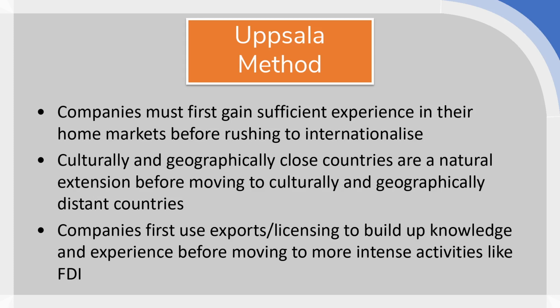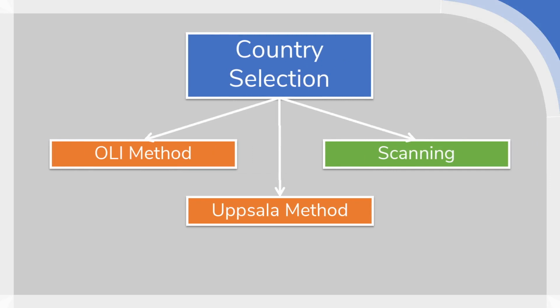So that's the Uppsala method, and hopefully you can see that both the OLI method and the Uppsala method, while contrasting in their approaches, both very much have strong connections between country selection and the choice of market entry mode. So those are two major decisions, or the two key decisions really, when it comes to internationalization, and they are decisions that have to be made in conjunction with each other. They have to be appropriate, both in relation to the organization but also in relation to each other.